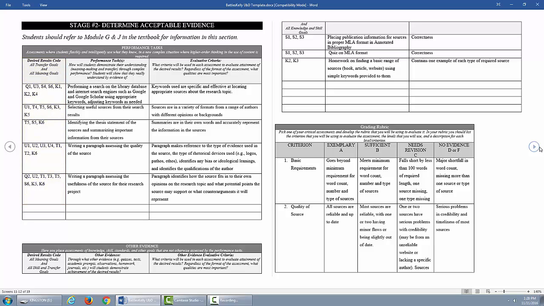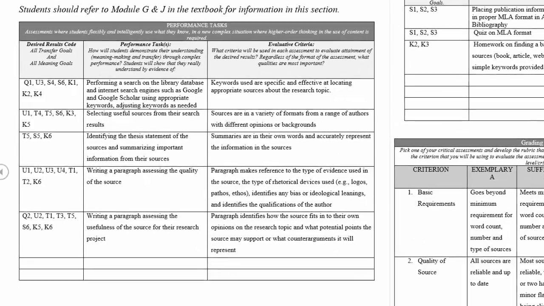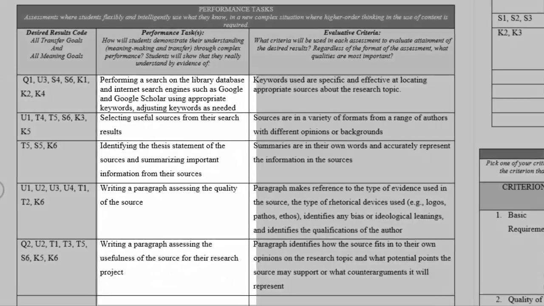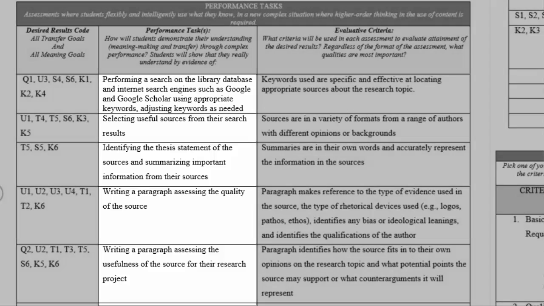For my performance task, I have chosen to have my students do an annotated bibliography. Here you can see that for performance tasks, I have included performing a search on the library database, selecting useful sources from their search results, identifying thesis statement and summarizing important points, writing a paragraph assessing quality of the source, and writing a paragraph assessing the usefulness of the source for their research project.